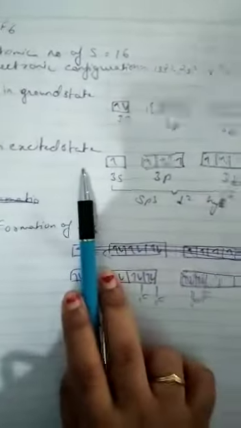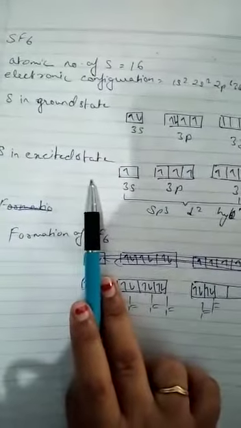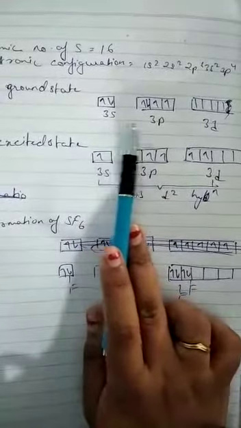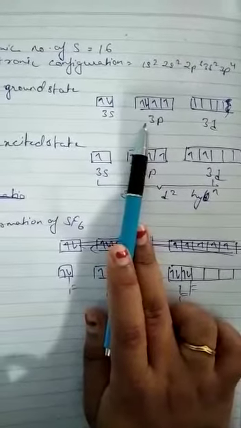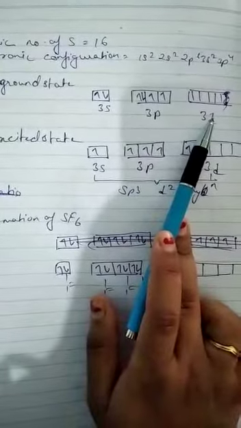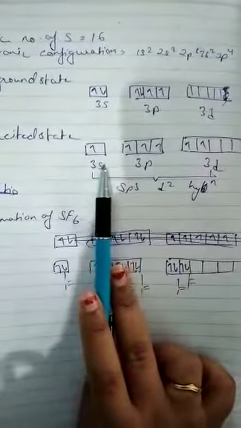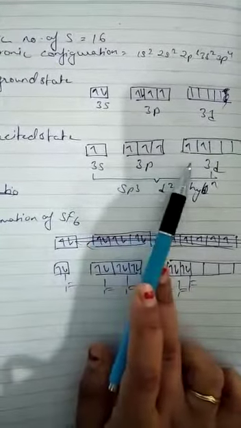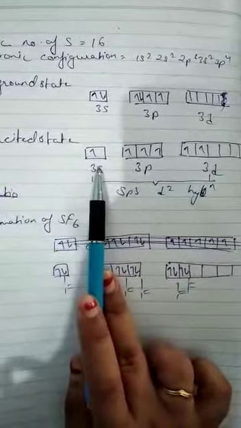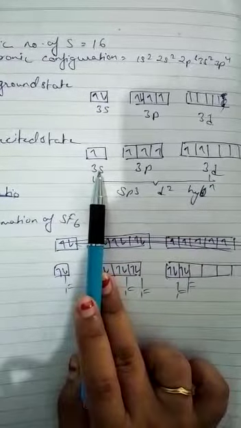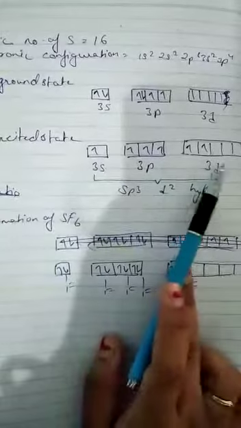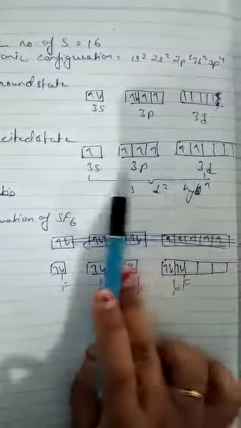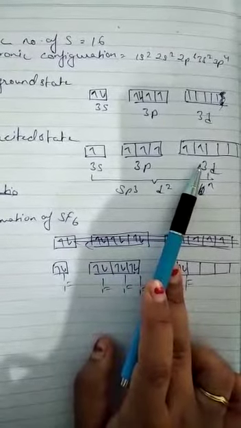Okay, so in excited state, when it gets energy, then in that case the paired electrons present in the s and p orbitals jump into the higher energy level d orbitals. So in that case they become unpaired, and each orbital will have 1 electron. So 3s will have 1 electron, 3p will have 3 electrons, and 3d will have 2 electrons. So a total of 6 electrons will be distributed among these 6 orbitals.